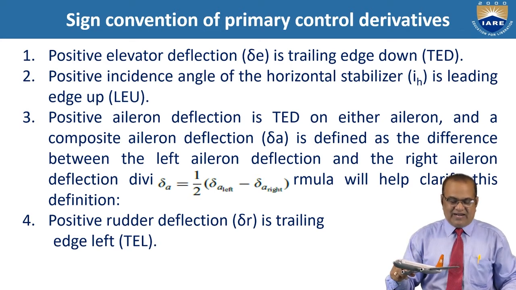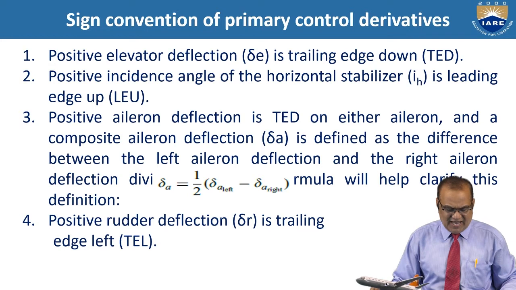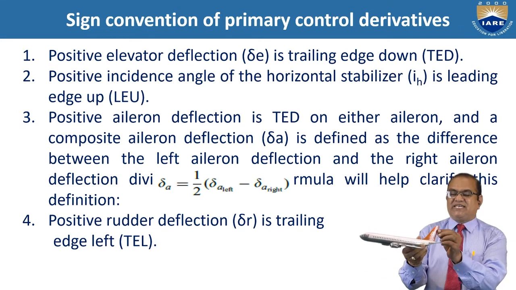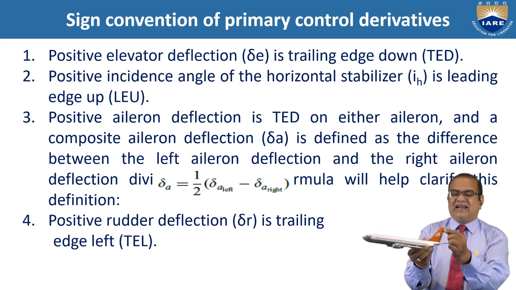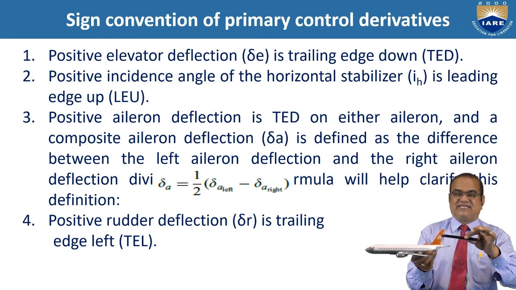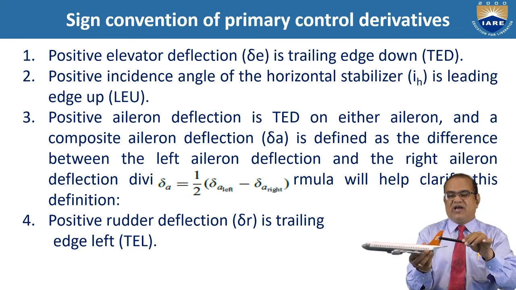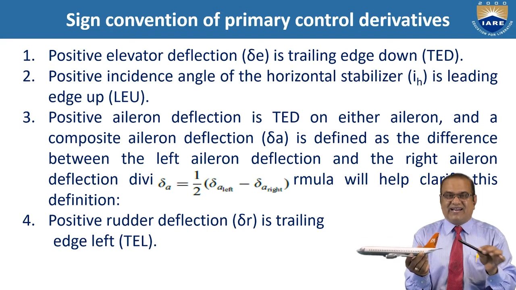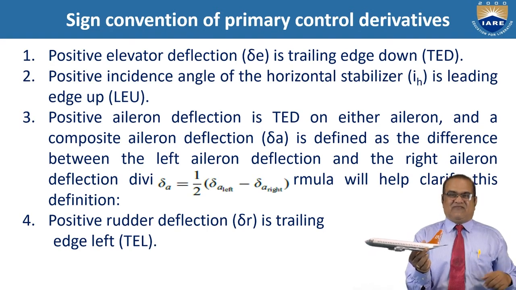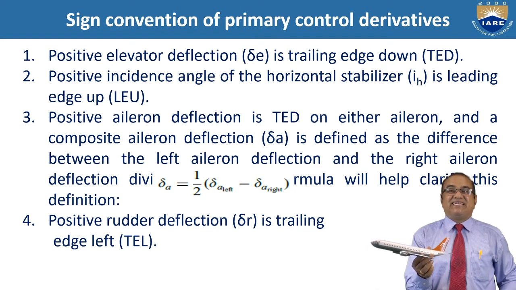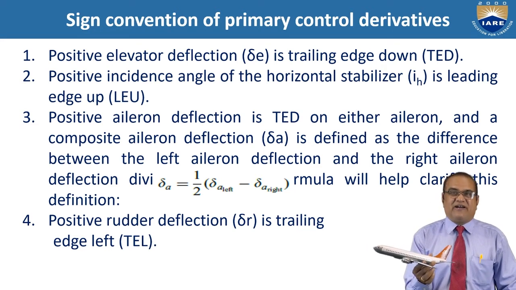And for rudder deflection, delta R, trailing edge left is positive. Here you can see, if the trailing edge is going like this, then it is positive, and if it is going towards the right, it is negative. So if the rudder trailing edge is left, TEL, it is positive. TED, trailing edge down for the elevator, is positive.